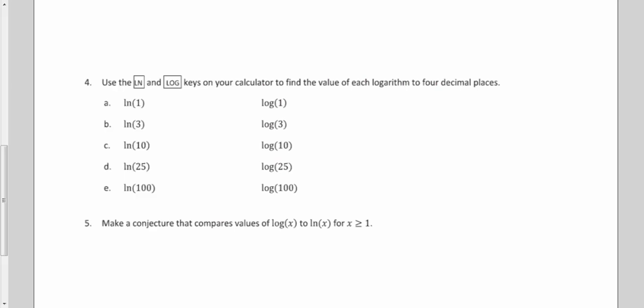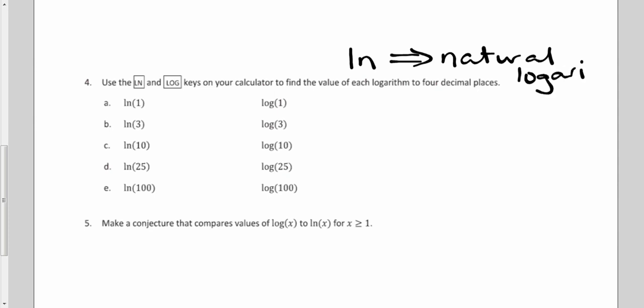Okay? So we're going to do the natural log of 1. That's what ln means. ln means the same as natural log. That's how we say it. Natural logarithm. And it is the same as log base e.